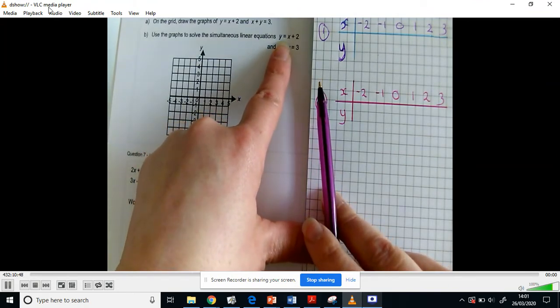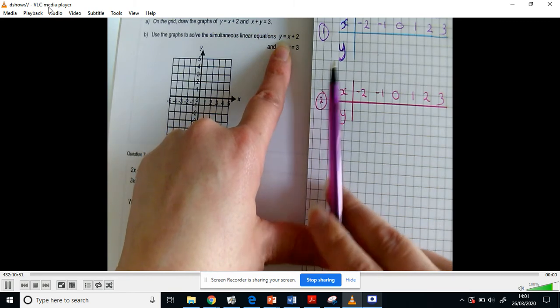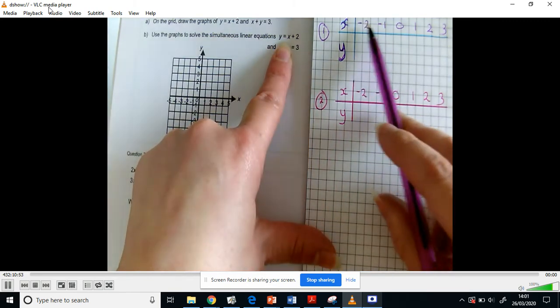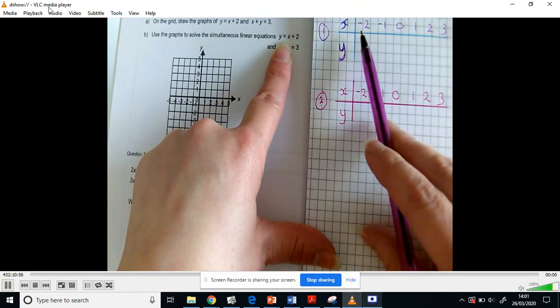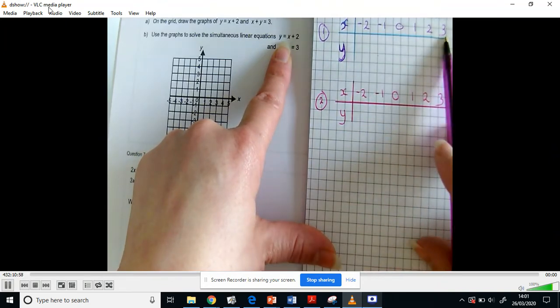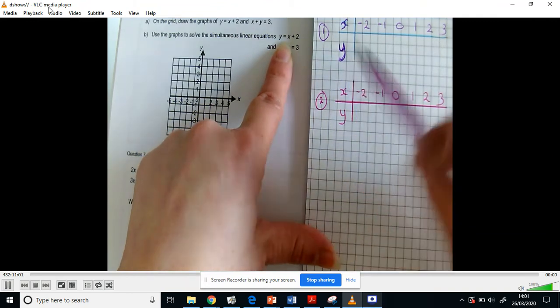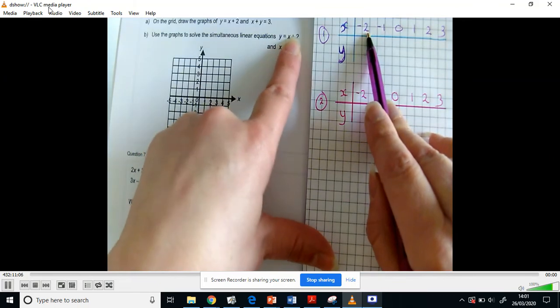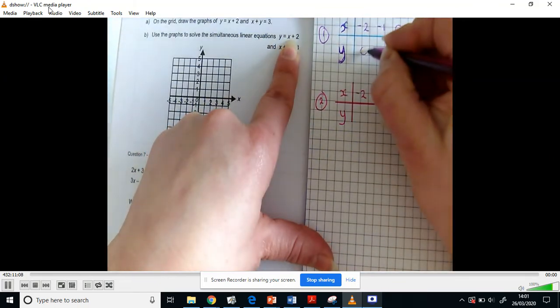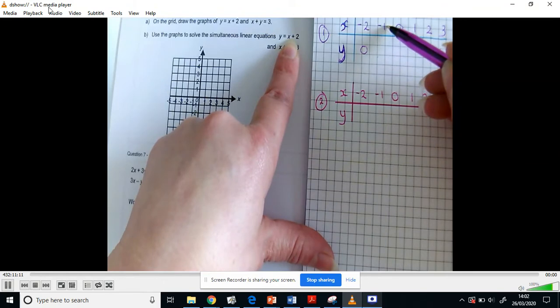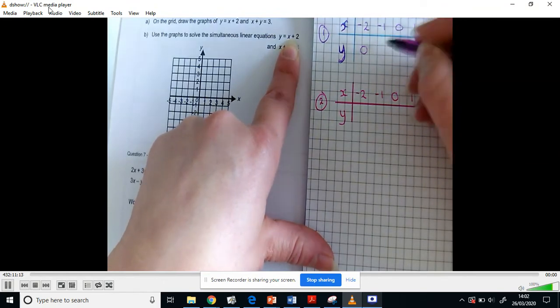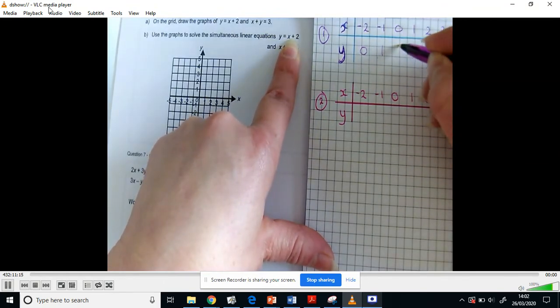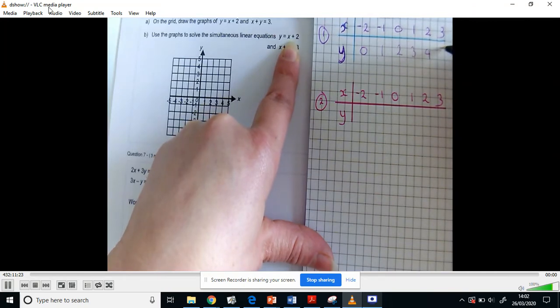Okay, if I'm looking at this first one here, y equals x plus 2. I've picked just a range of numbers. So I've gone from -2 all the way to 3. So let's find out what the y values would be. So y equals x, which is -2, plus 2. So we know that's going to be 0. Here, -1 plus 2 is going to be 1. 0 plus 2 is 2. 1 plus 2 is 3. 2 plus 2 is 4. And 3 plus 2 is 5.